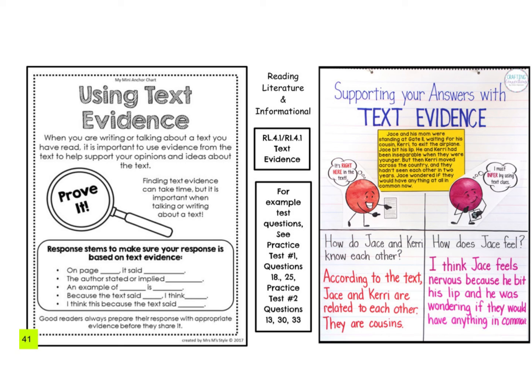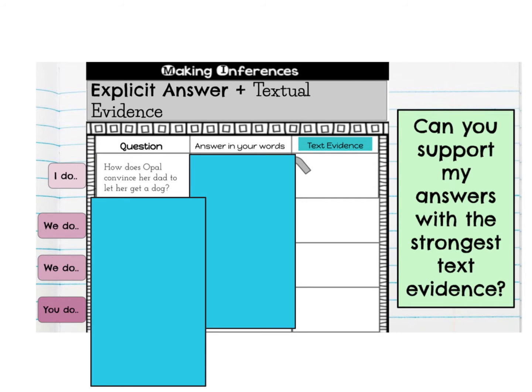Here are some sentence starters. On page blank it said, this is a way we can prove our thinking when we're looking at the text. Or the author stated or implied blank. An example of blank is blank. Because the text said blank, I think blank. Or I think this because the text said blank. Good or growing readers always answer by proving it from the text, and we call that evidence.